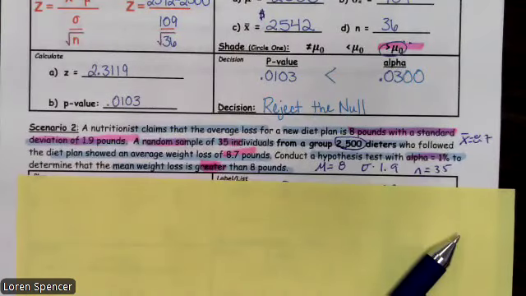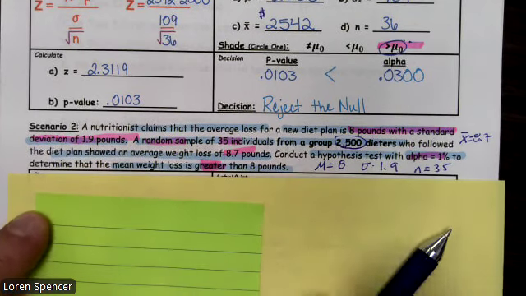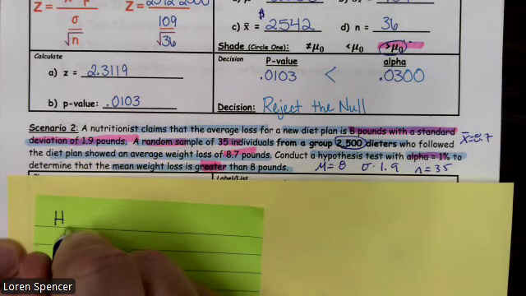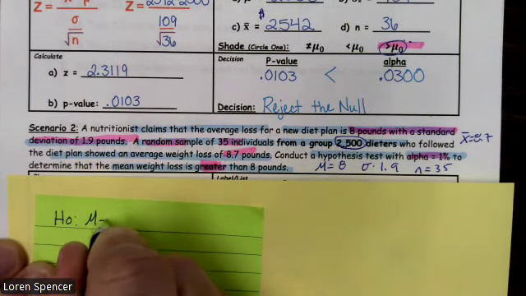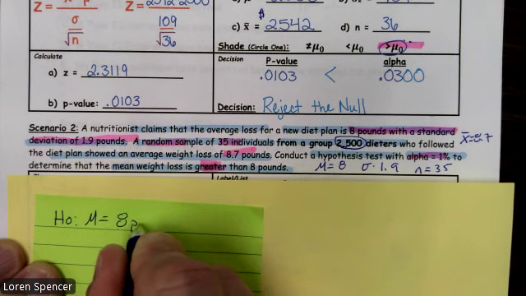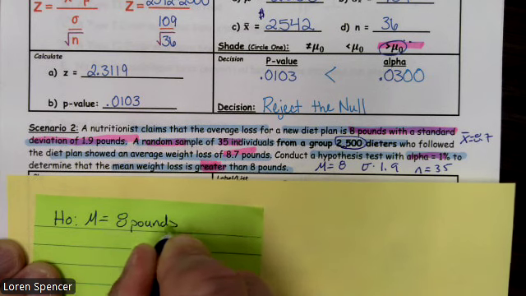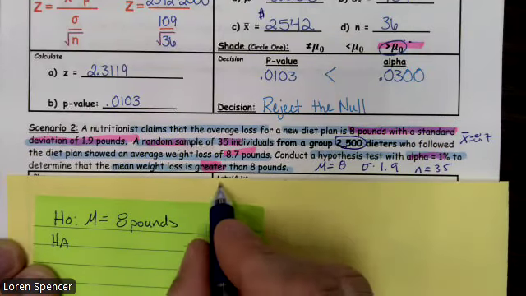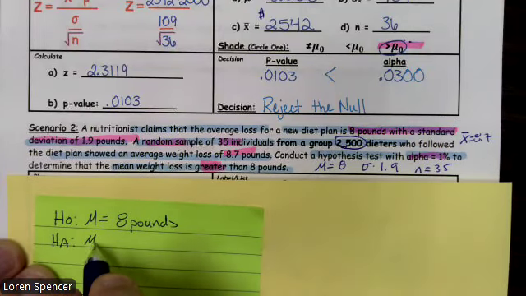So in this case, our H0 is, well, the mean equals 8 pounds. The alternative was it's greater than 8 pounds.